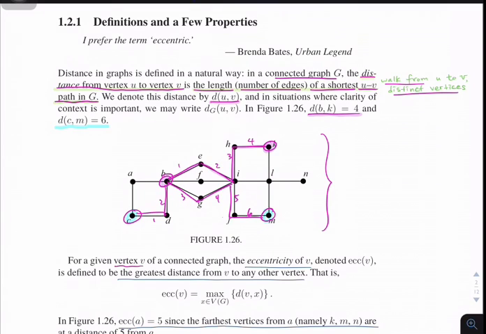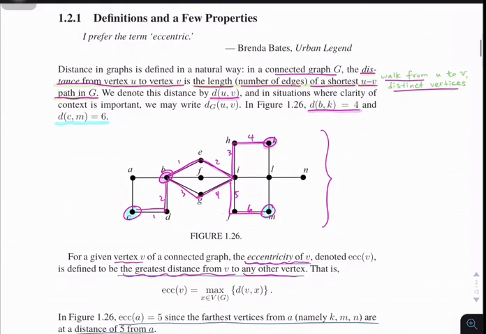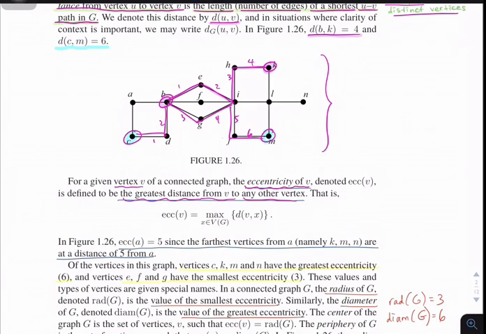Given a vertex, the eccentricity of this vertex is the greatest distance from V to any other vertex. In this example, if you look at A, the eccentricity of A is 5 because the furthest vertices from A, so those would be K, M, and N. The distance between A and those vertices is 5, and the other vertices are closer to A than those vertices.